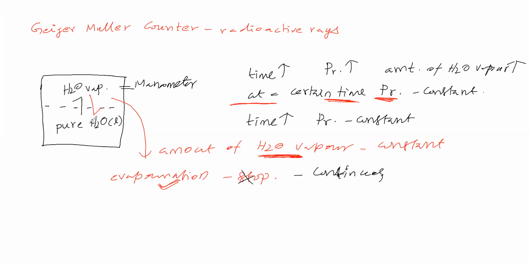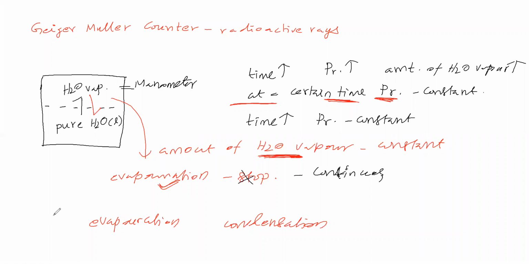It is condensation. So in this system, two processes are taking place: one is evaporation, another is condensation. Evaporation means liquid water is converting into water vapor. Evaporation and condensation are both taking place here.